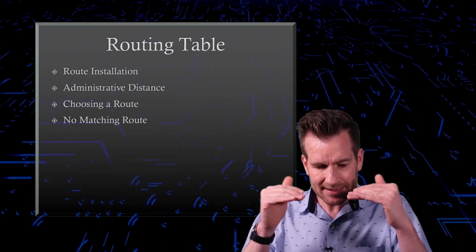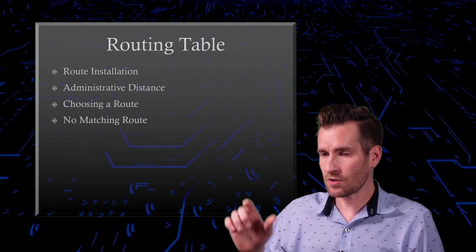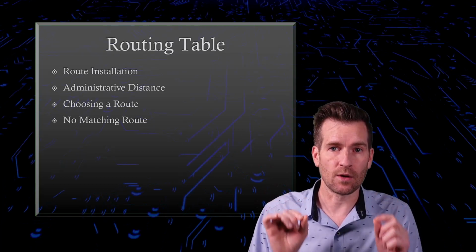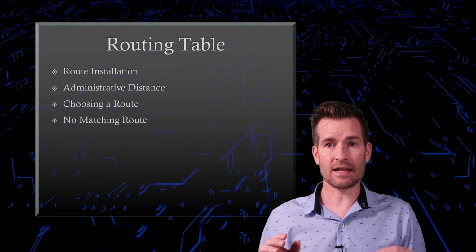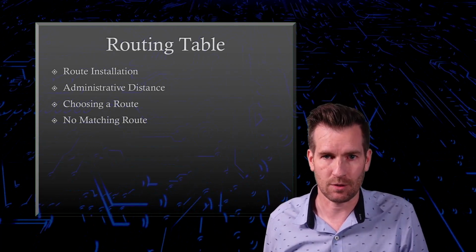So once things are installed onto the routing table, there still could be multiple options to the same networks out there. And so how does it choose the right option? So we'll get into choosing the right route, and then we'll get into what happens if there's no matching route in the routing table.